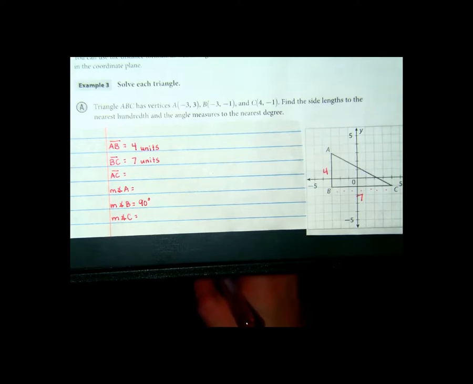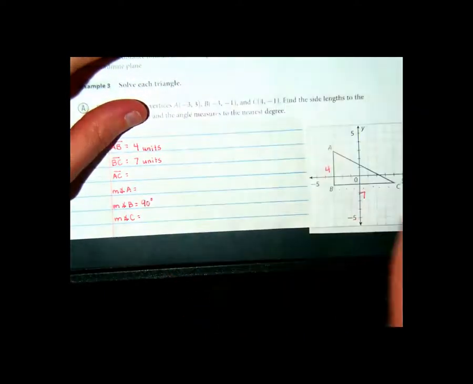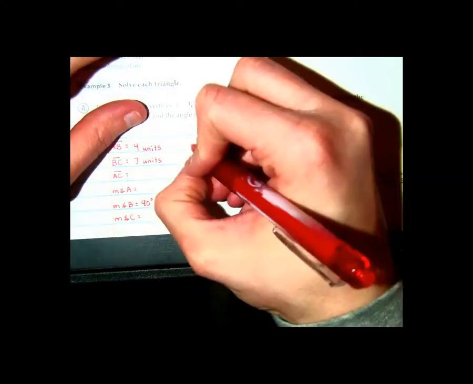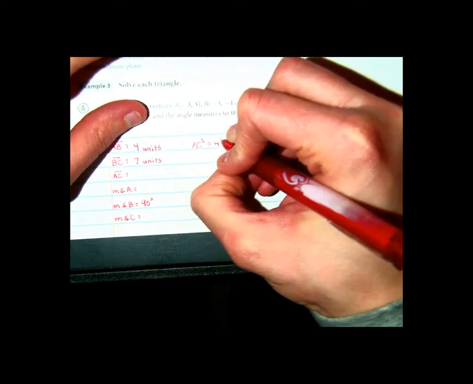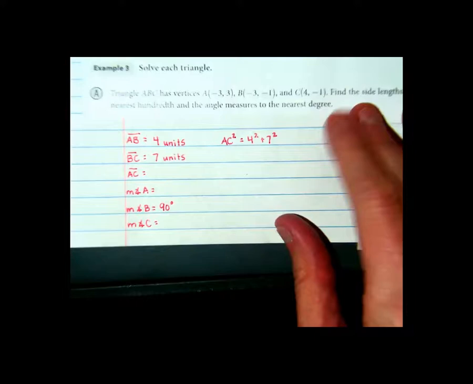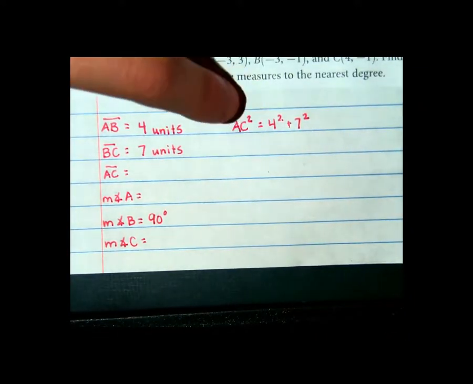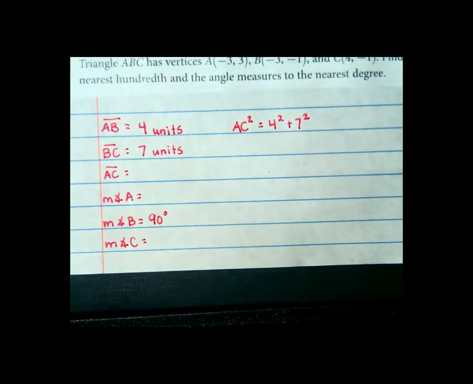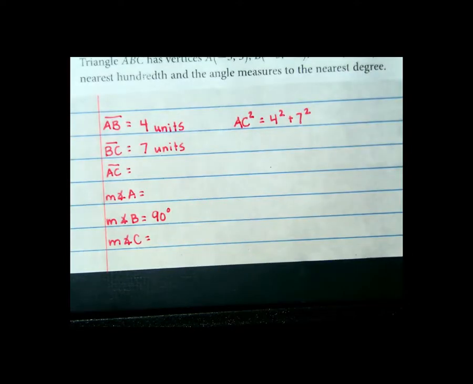Now, AC, do we have to use trig to find it? No, we can use Pythagorean Theorem. So somebody help me set up AC equals what? It's actually AC squared equals 4 squared plus 7 squared. Okay. I'm going to zoom in on this work. Because AC is the C value if I've got a right triangle, the hypotenuse. Alright, then what do I actually need to do though? It says round the side lengths to the nearest hundredth.